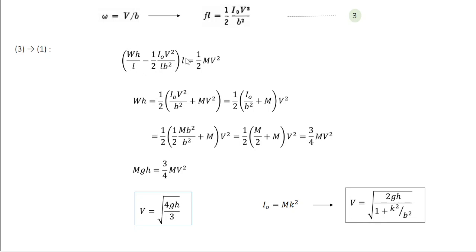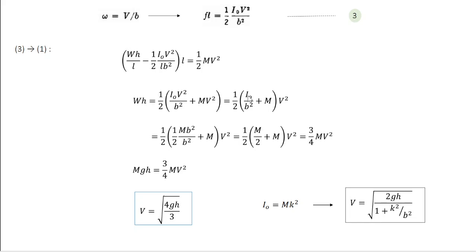So L and L cancel, so I can write Wh equals half I naught v square by b square plus half mv square. The half term is constant, take it outside. Now you can make some more simplification. The v square term is also common. You can also take that outside the bracket. So you have half v square into I naught by b square plus m.